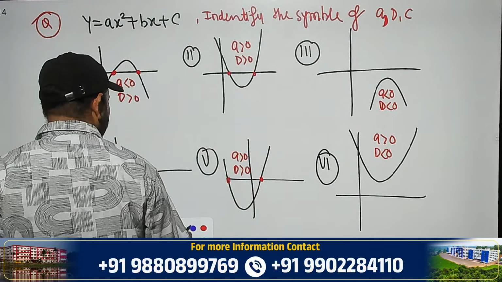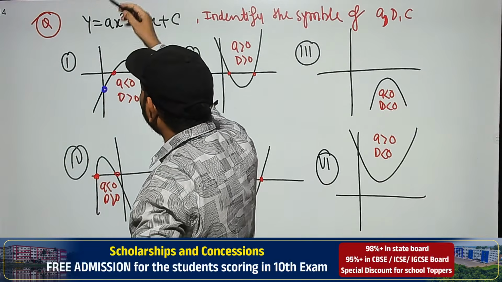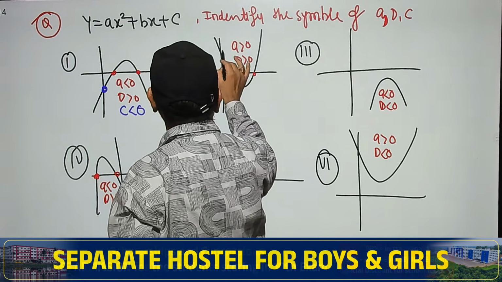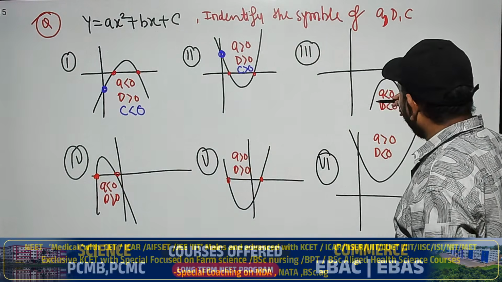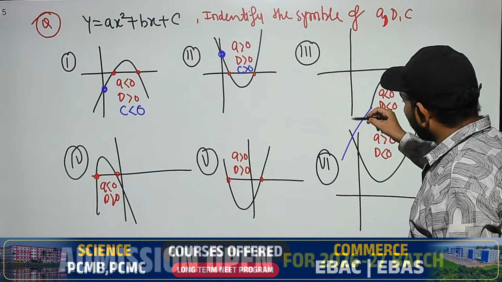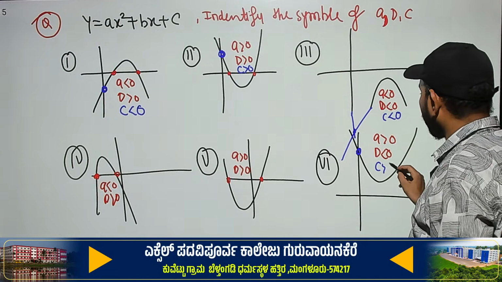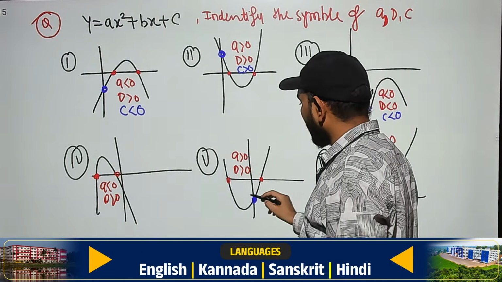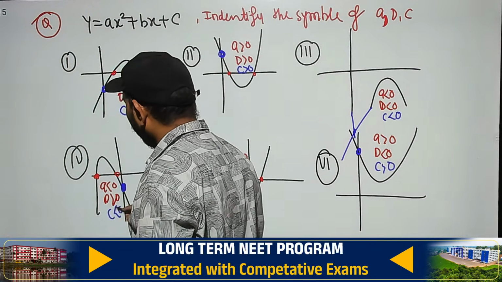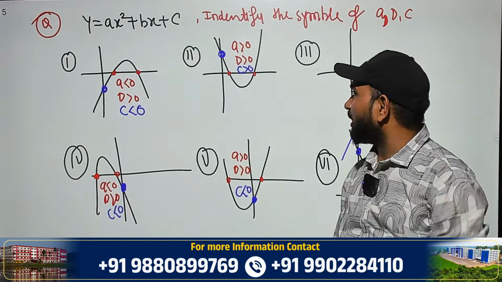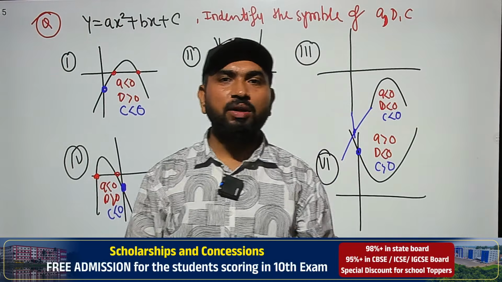Now identify the sign of c. It is cutting the y-axis on the negative side, so c is negative. Upward side, c is positive. If it goes down, then it cuts on the negative side, so c is negative. Here c is upward, positive. Here c is downward, negative. So, is the concept of the signs of a, D, c clear to everyone?